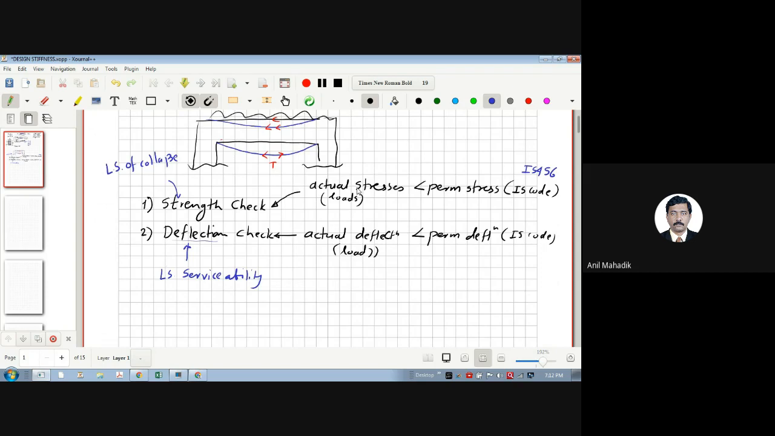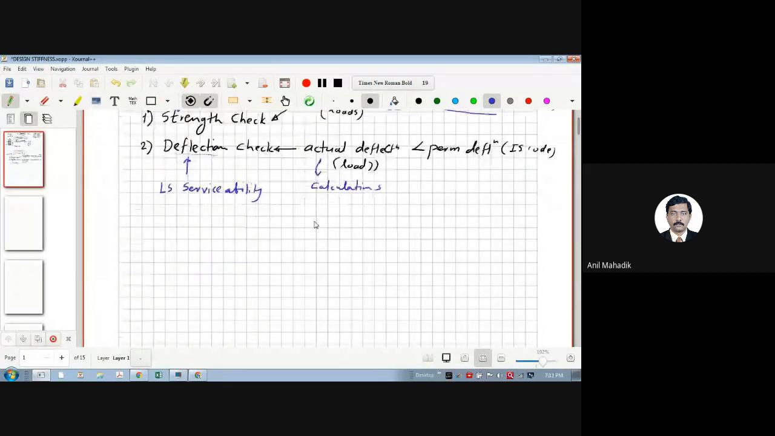Then where to find these permissible stresses. Then how to calculate the actual deflection. So calculations. And whenever you call the deflection, there are two words. One is the stiffness. So whenever you say design of any member, the important word is stiffness. Stiffness is a very important word. It is a property of section.